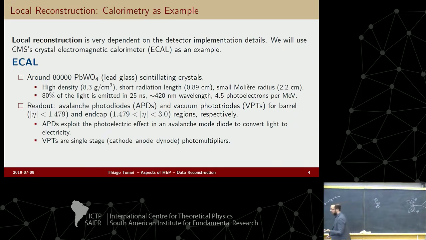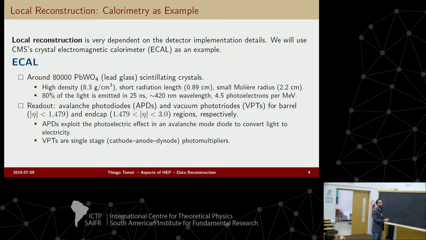But it's not perfect, there is no perfect material. The problem is that it emits 4.5 photoelectrons per MeV. Of course, what I mean is that you have the crystal, and you have a photodetector here, and the light that arrives here just gives 4.5 photoelectrons, which, as you can imagine, is not that much charge. Okay, of course, that is per MeV, so per GeV it's about 4,000 electrons, but still that is not that much.